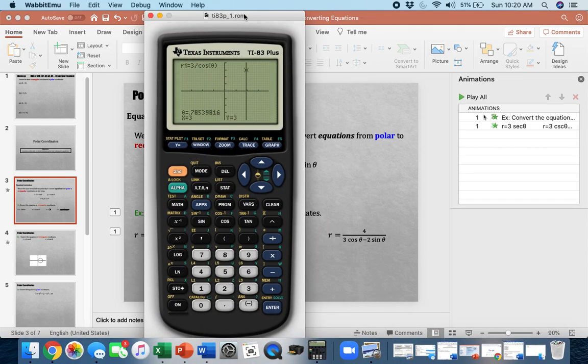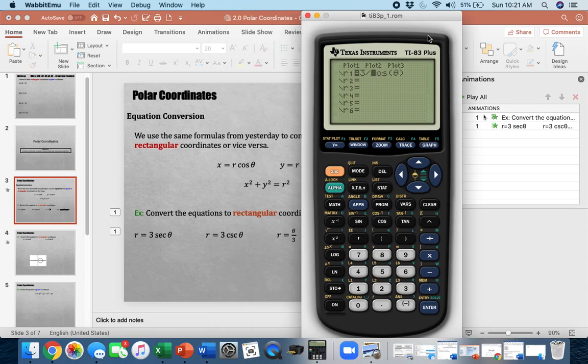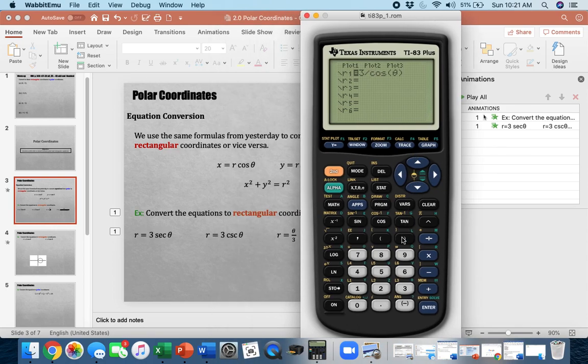Right, here was the one from yesterday, right? 3 divided by cosine theta, that's r equals 3 secant theta, and we got our vertical line. So what happens if you change that to 3 cosecant theta, which of course is 3 divided by sine theta? Oh snap. There's my horizontal line. Shocker, at what height? 3. y equals 3.